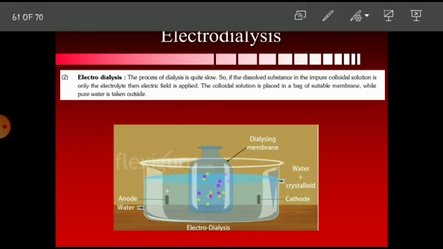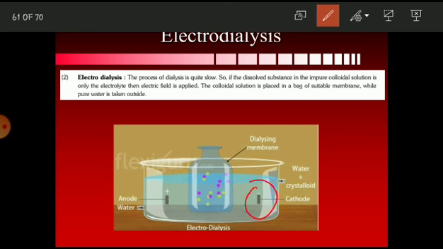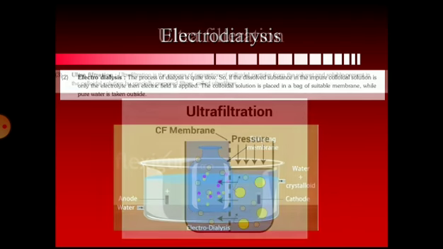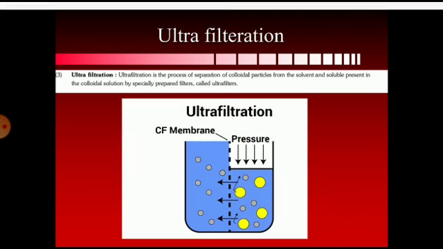By using these two electrodes, we can remove the electrolyte impurity from the colloidal solution, and the entire process is called electrodialysis, because we are using cathode and anode, that is electricity. Therefore it is called electrodialysis, and this process is very fast compared to the earlier process, dialysis. Okay, fine. The next one, ultrafiltration.